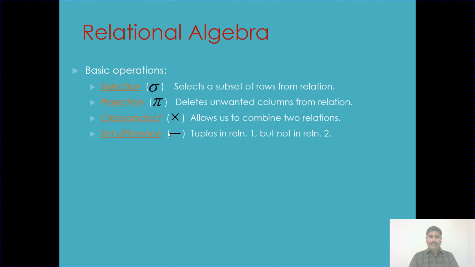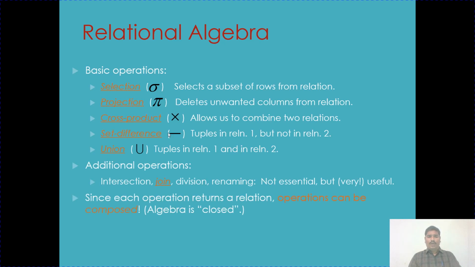Yesterday I discussed the basic operations. I also gave examples on selection, projection, cross product, set difference, and union operations. First of all, what is relational algebra? Relational algebra is a procedural language, simply an operational language. Other operations, intersection, join, division, and renaming concepts were also introduced in yesterday's class.